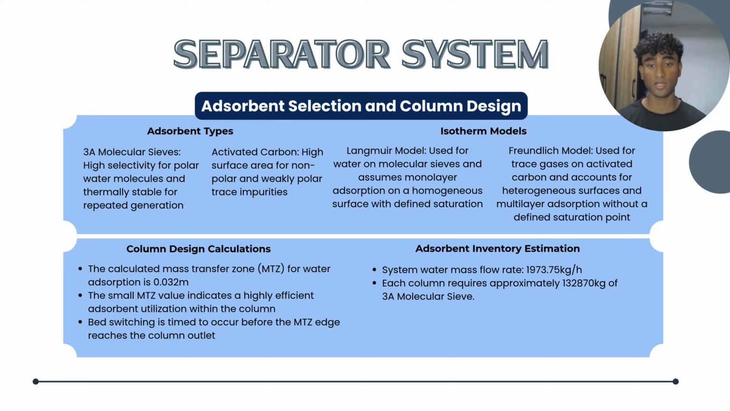For our design calculations, the calculated mass transfer zone for water adsorption is 0.032 meter, and this small value indicates a highly efficient adsorption utilization. As for the inventory estimation, the system water mass flow rate is 1973.75 kg per hour, and this causes each column to require approximately 132,870 kg of 3A molecular sieves.